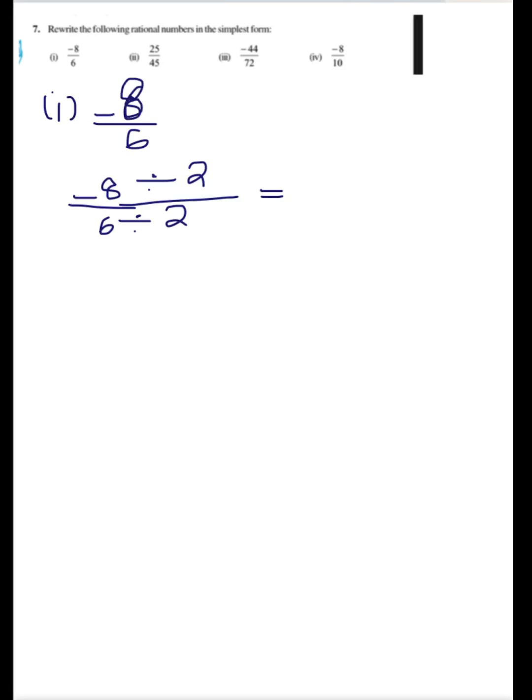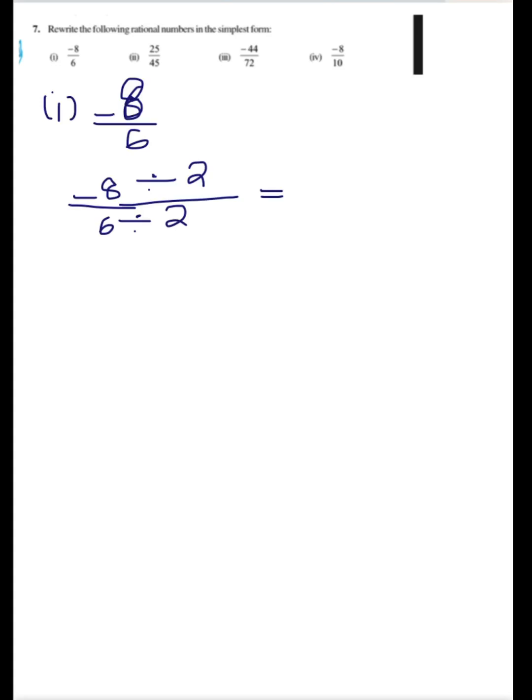I'm taking the first question, which is minus 8 by 6. And I'm going to divide this minus 8 by 6 using 2, in order to make it into its standard form. Why am I taking 2? Because 2 is a common factor for both 8 and 6. That's why I am taking 2.